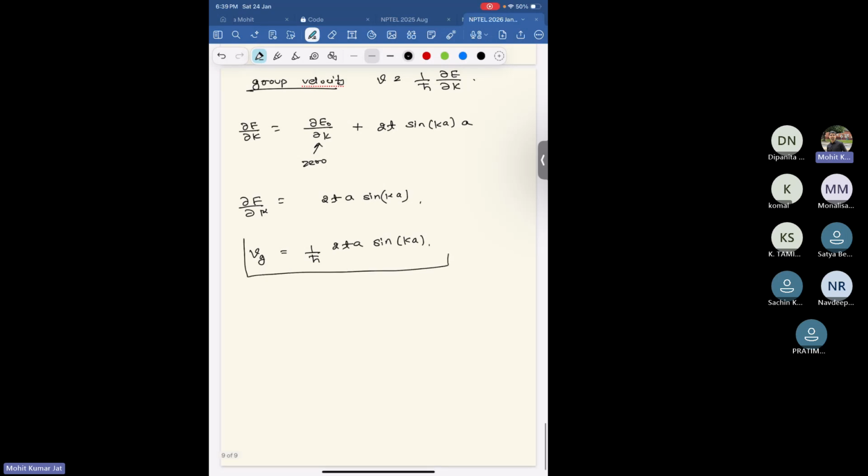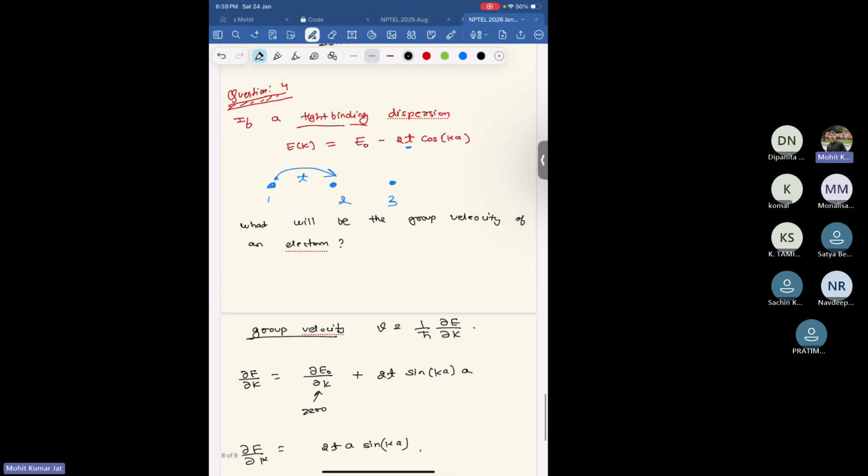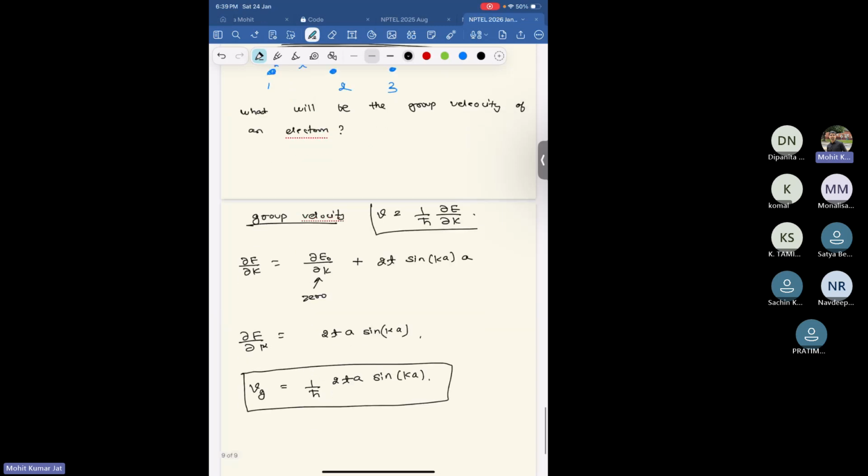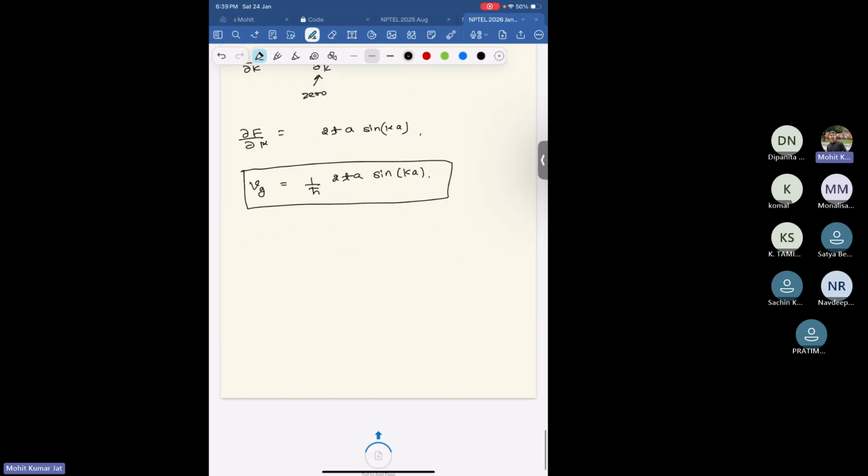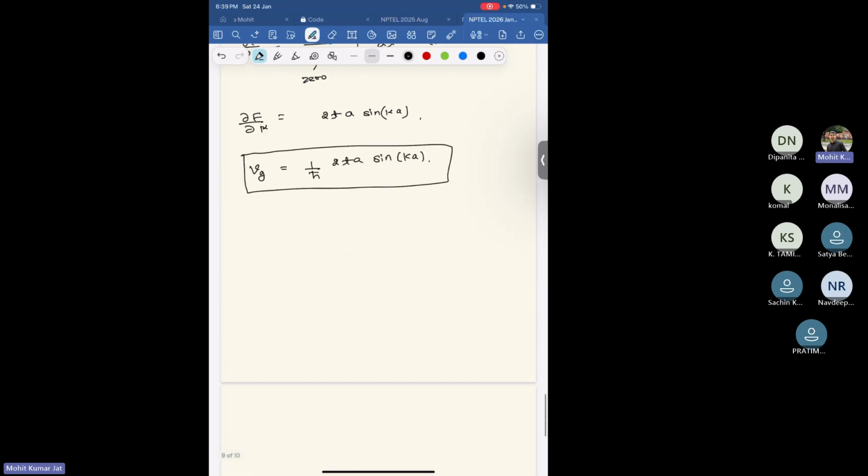Yeah. So this is how you calculate the group velocity. If you are given a dispersion of any form, you can calculate the group velocity using this relation. The interesting part comes, I don't know whether you guys know about graphene or not. So graphene is a 2D material.